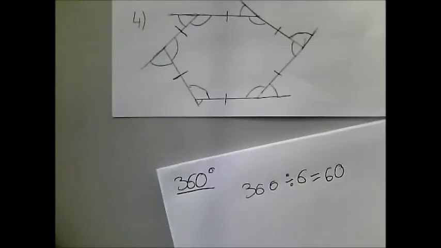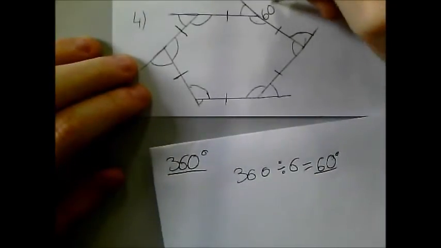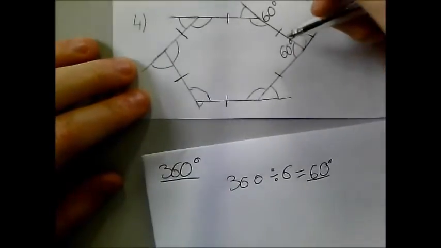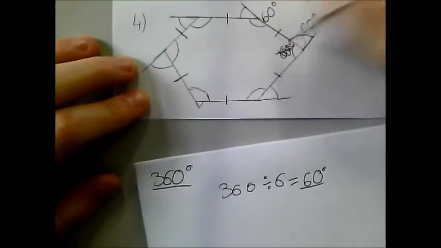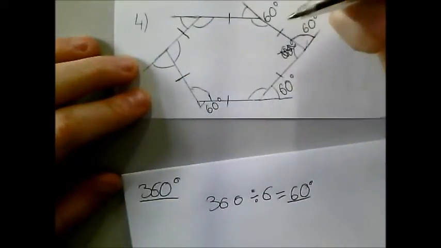So how many sides does it have? You do 360 divided by the number of sides, which should equal 36. Sorry, this time you do 360 divided by 6, which should give you the answer of 60. And somehow this keeps deleting itself. So it should be 360 divided by 6, which should give you the answer of 60.